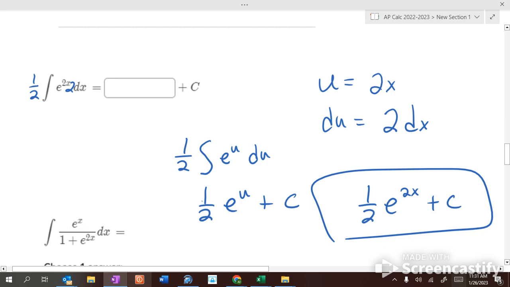So if you look at this and you take the derivative of this, what's the derivative of this? Well, it's e to the 2x. And then you take the derivative of this times this, and you get e to the 2x. Okay? All right.